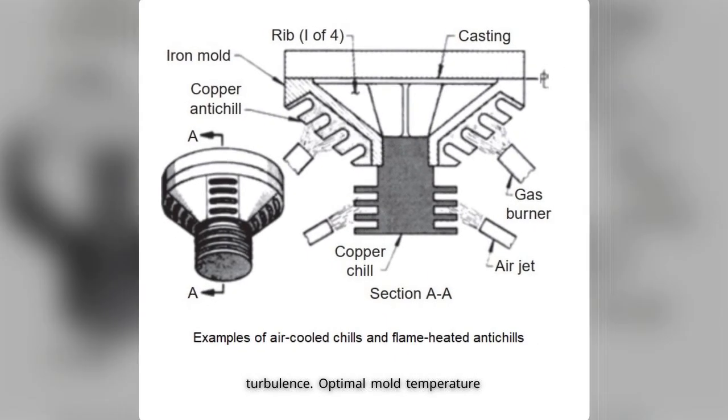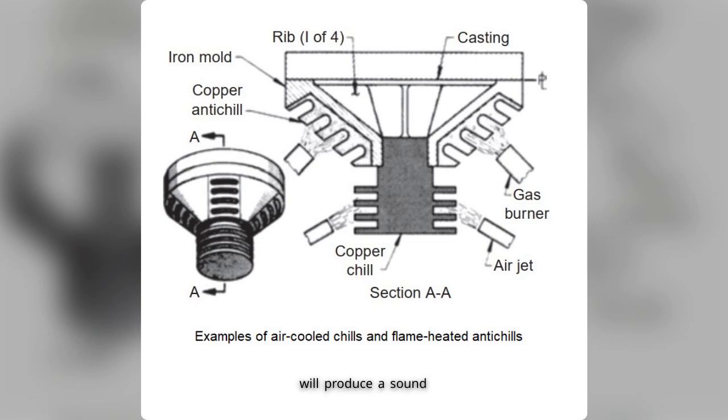Optimal mold temperature is the temperature that will produce a sound casting in the shortest time. For an established process cycle, temperature control is largely achieved through the use of auxiliary cooling or heating, control of coating thickness, and cycle time consistency. Auxiliary cooling is often achieved by forcing air or water through passages in mold sections adjacent to the heavy sections of the casting.